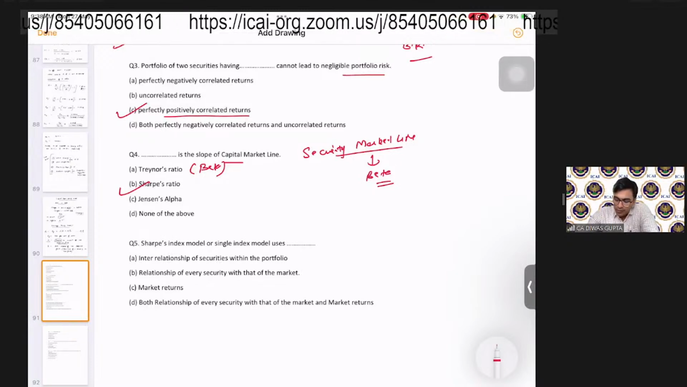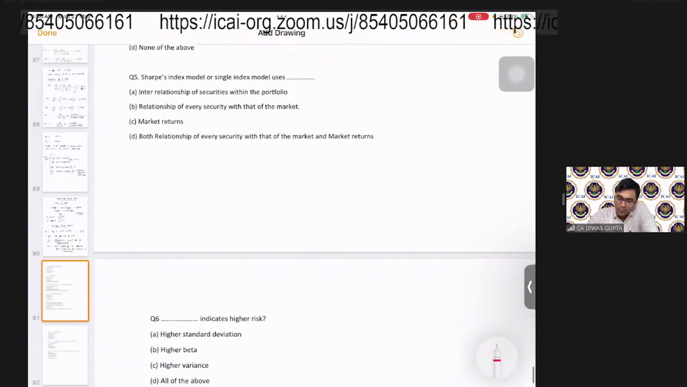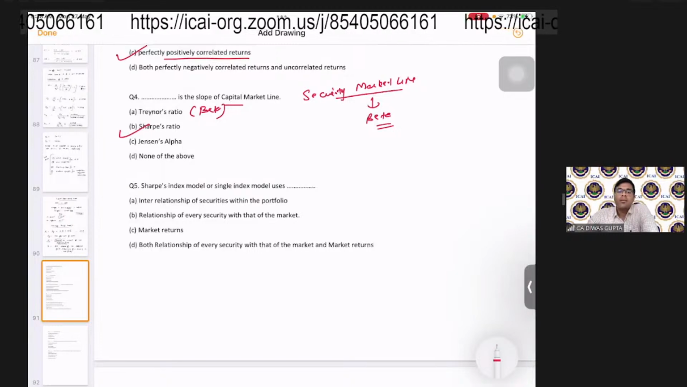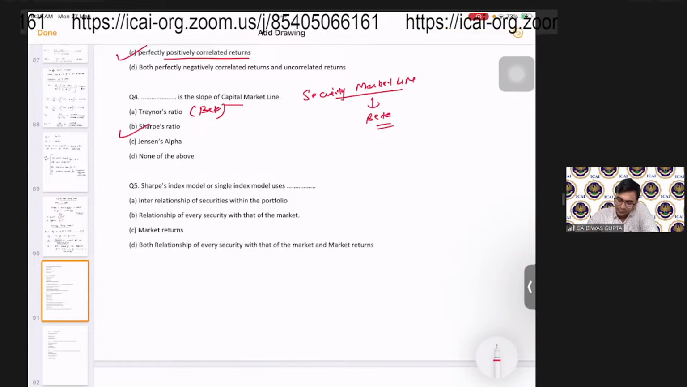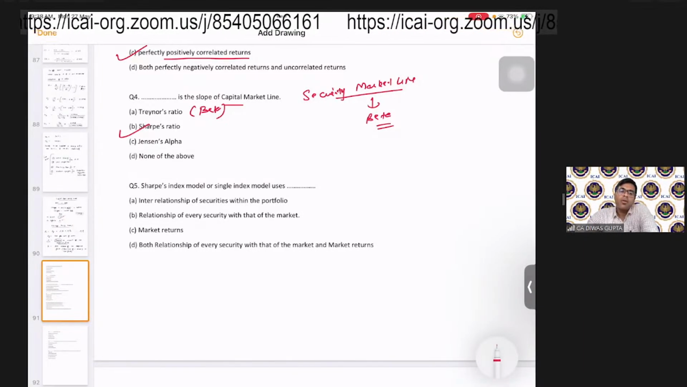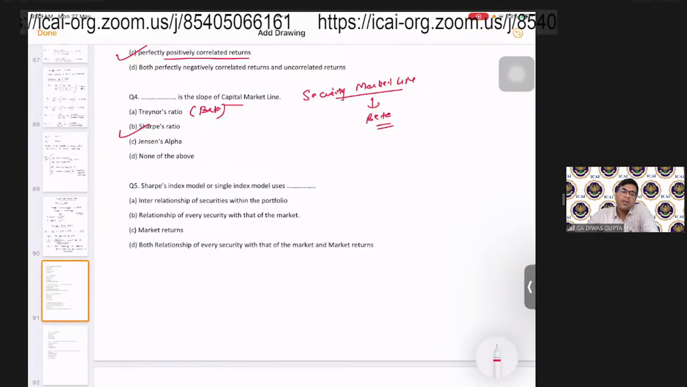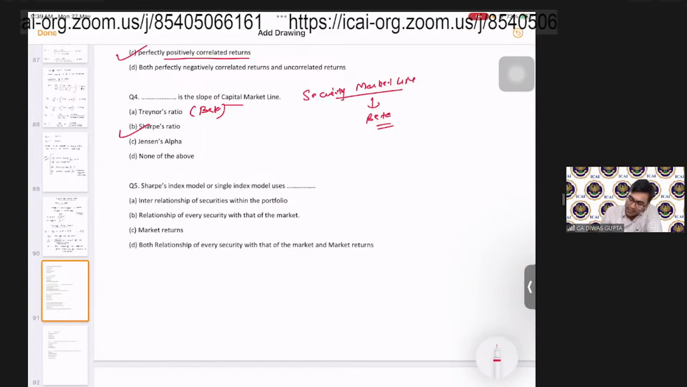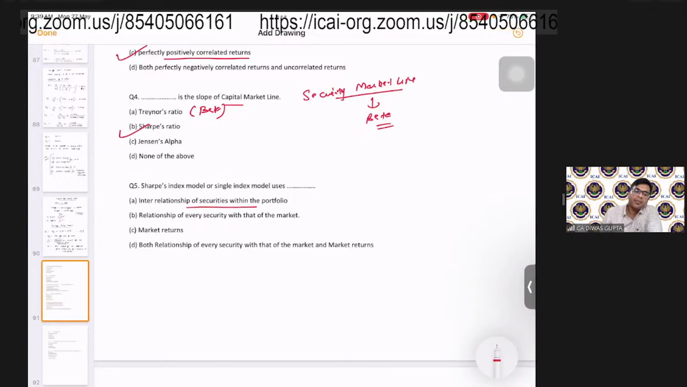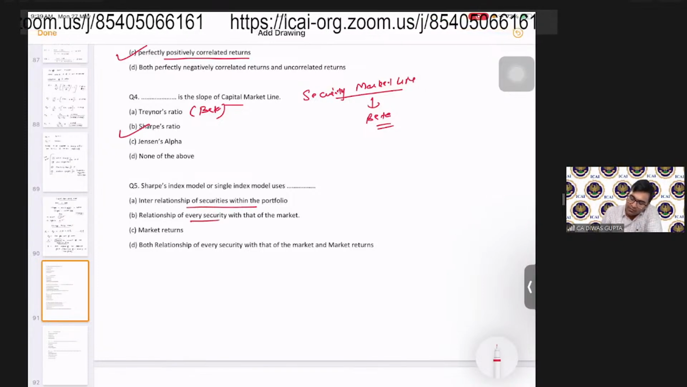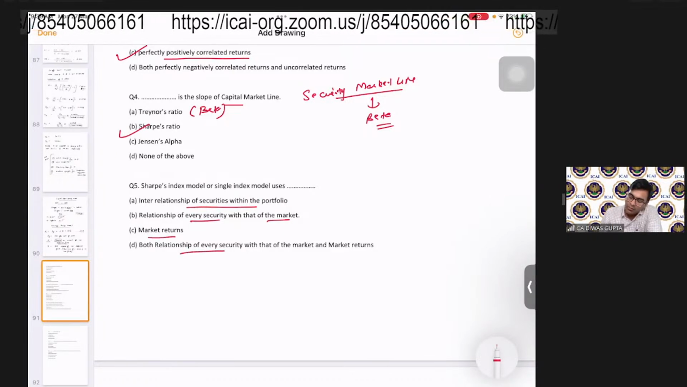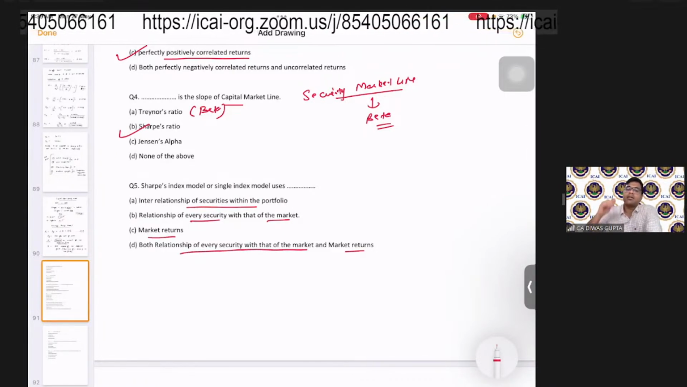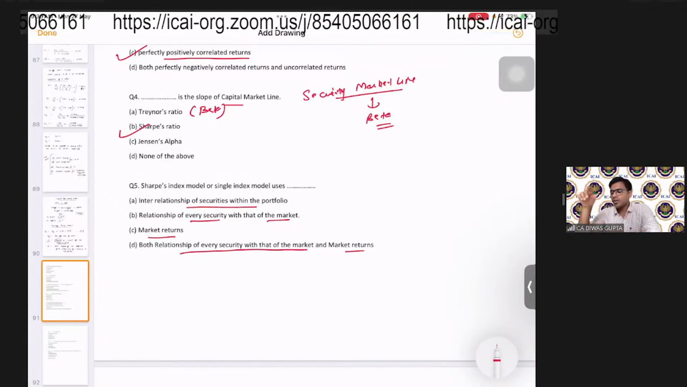Now let's go to question number 5, students. Yes, this is an interesting one. Sharpe's index model or single index model uses interrelationship of securities within the portfolio, relationship of every security with that of the market, market returns, both. What does it use, students? Question number 5. Come on.